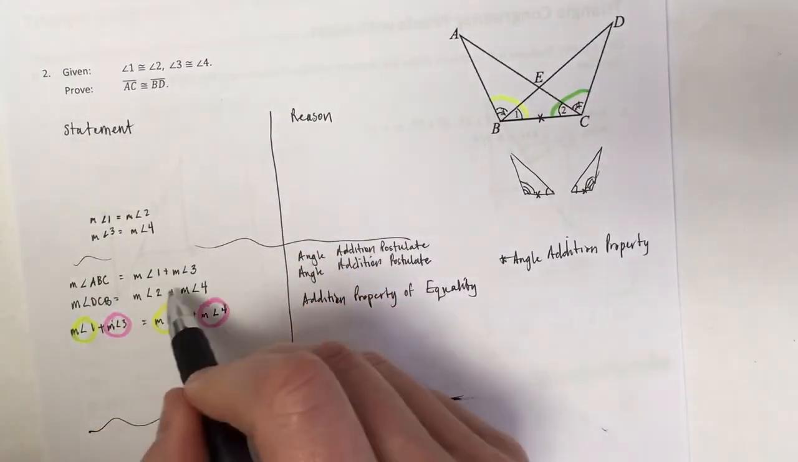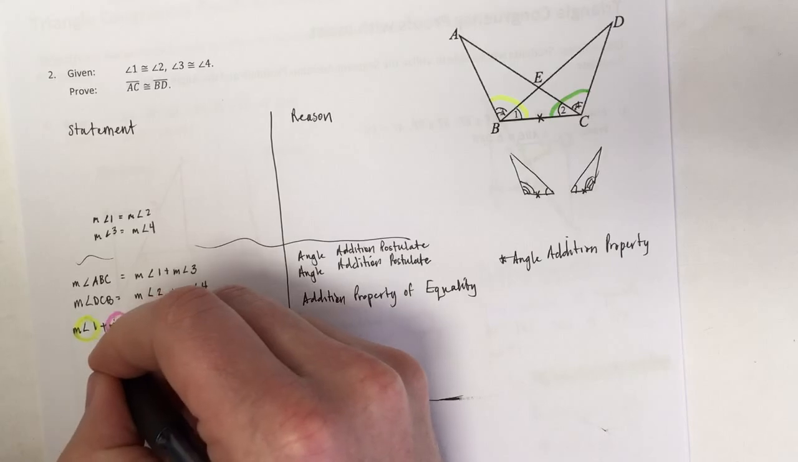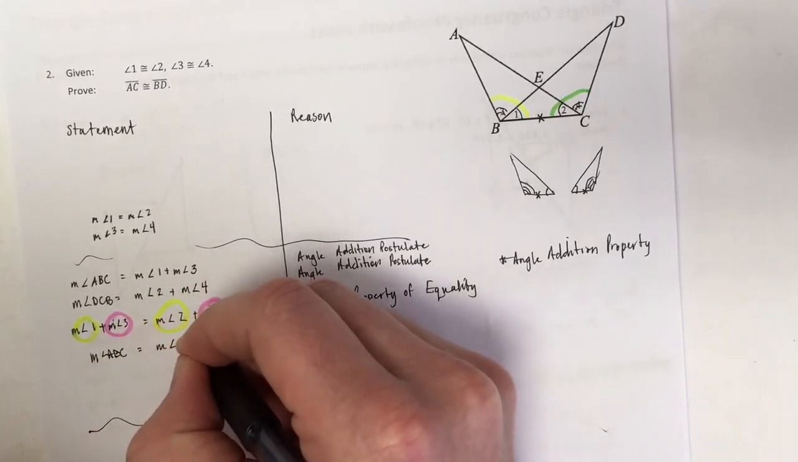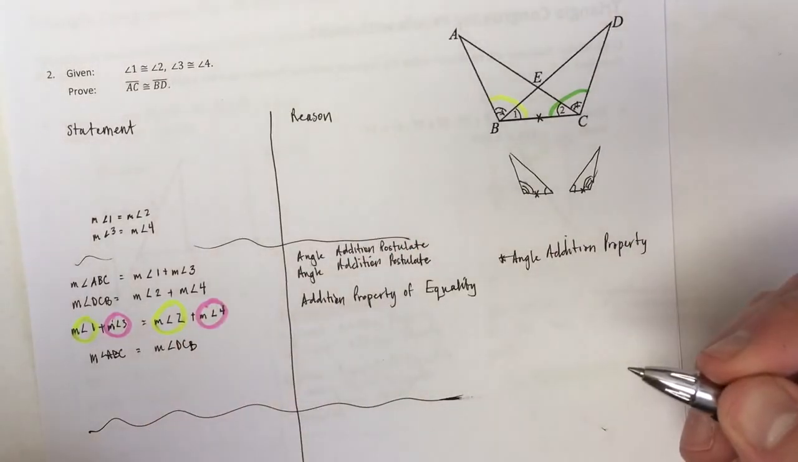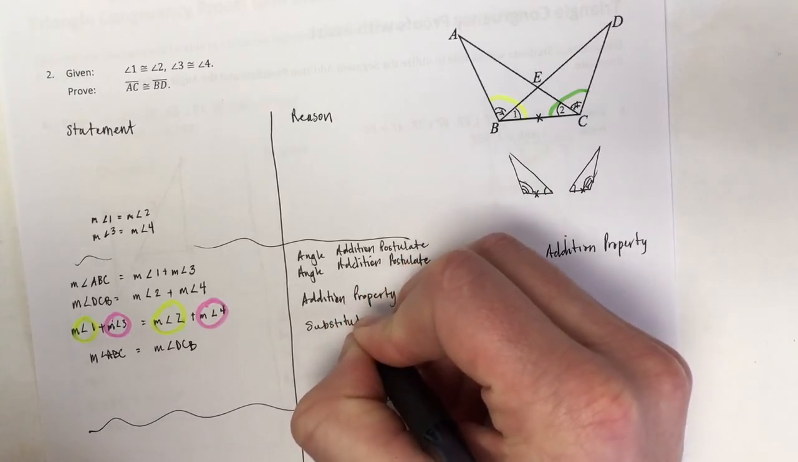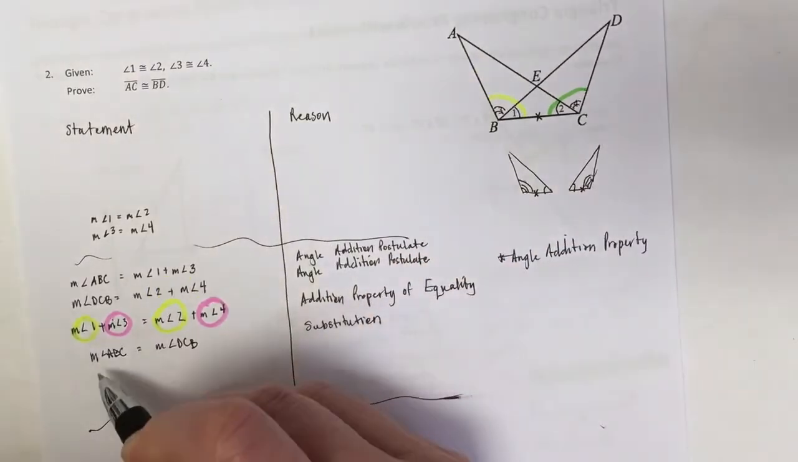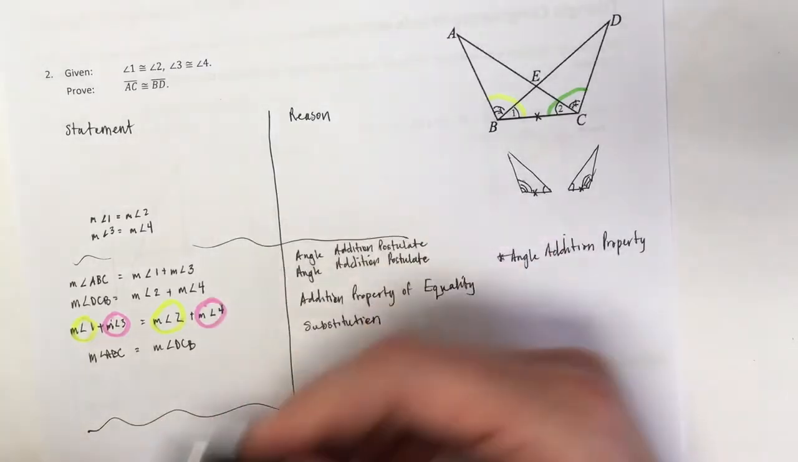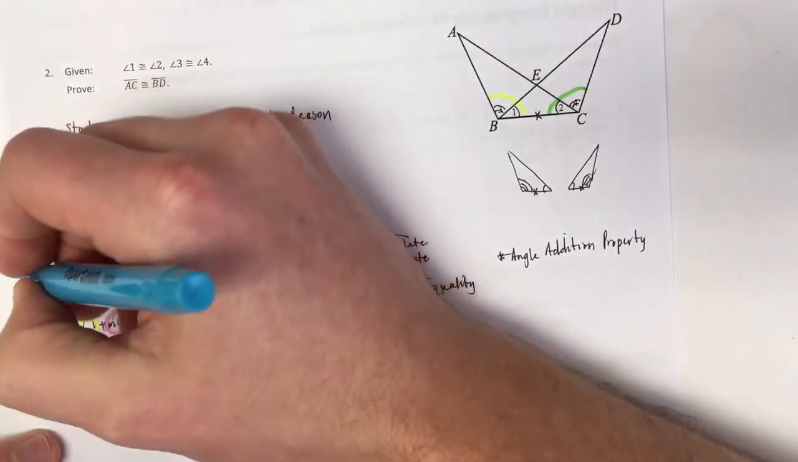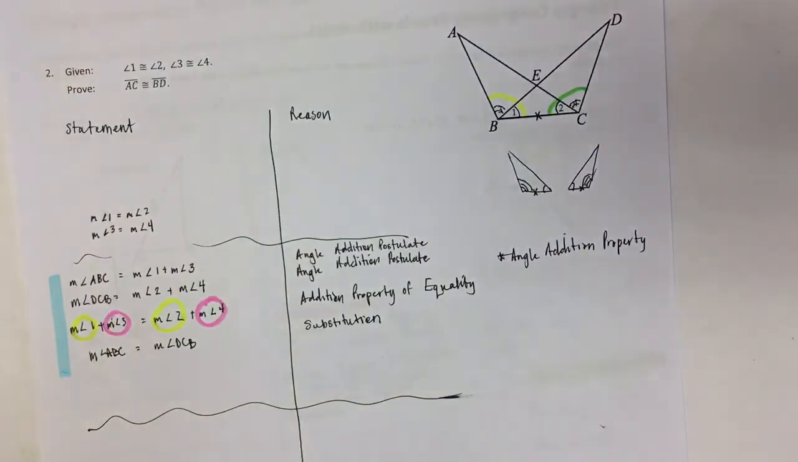And then I can just substitute. So the measure of angle ABC is equal to the measure of angle DCB, which is just substitution. But ultimately that's what I needed to do, and now I can prove two triangles congruent with angle side angle. Again, what I really wanted you to focus on is this setup and the utilization of the angle addition postulate and the segment addition postulate.